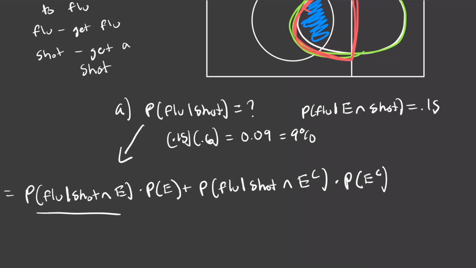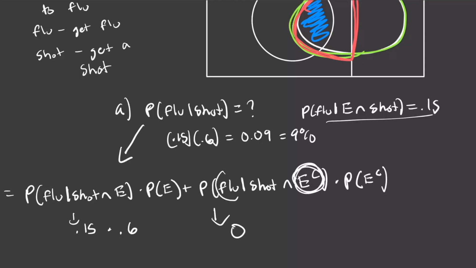We were given this term up here. It's just equal to 0.15. We know the probability of being exposed is equal to 0.6. And then we know the probability you get the flu, given that you're not exposed, is 0%. That's what we were talking about at the beginning. And then, well, this would have been 40%, but it doesn't matter because it's going to get canceled out. And we're left with this again, so you get 0.09.